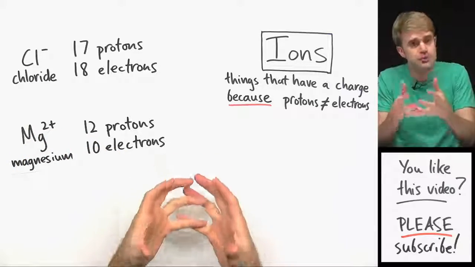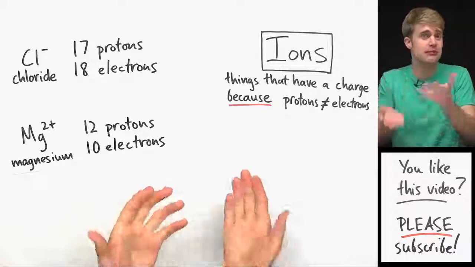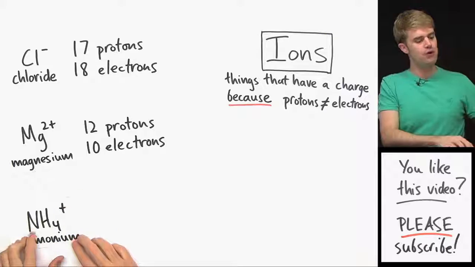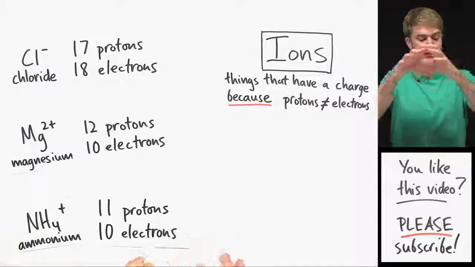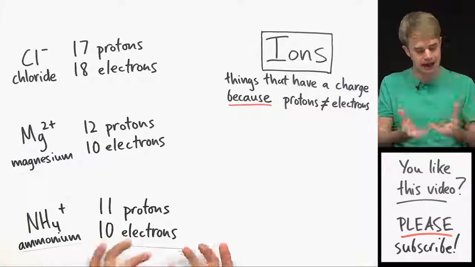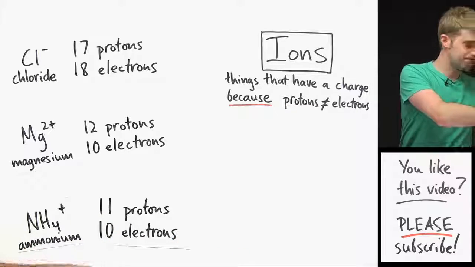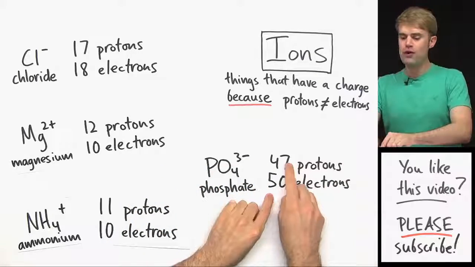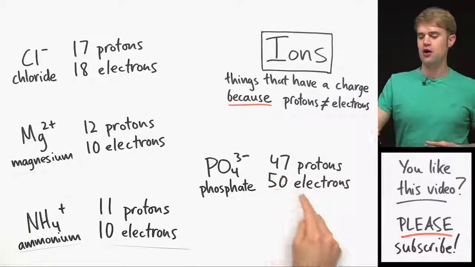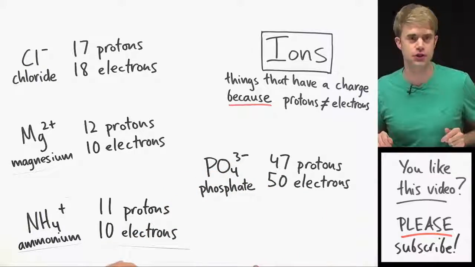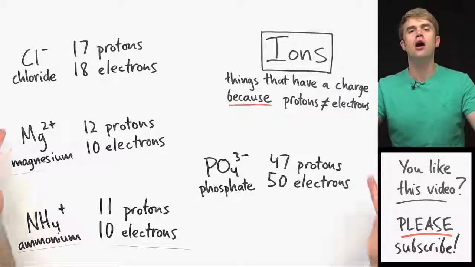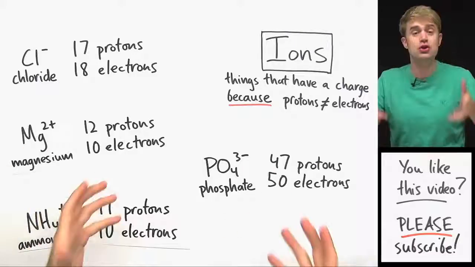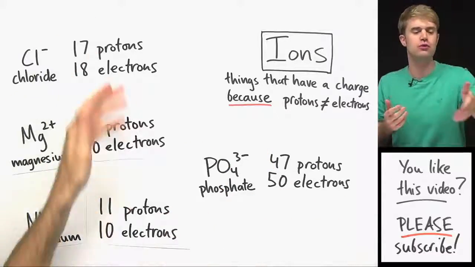We can also have groups of atoms that together don't have the same number of protons and electrons. We call those polyatomic ions. So those are things like ammonium, NH4+, which has 11 protons altogether and 10 electrons altogether with a 1+ charge. Finally, phosphate, PO4 3-, has 47 protons and 50 electrons. We've got 3 more electrons, so it's got this 3- charge. So clearly there are tons of examples, and these are only a few of them. There are tons of examples of atoms and groups of atoms that have different numbers of protons and electrons.